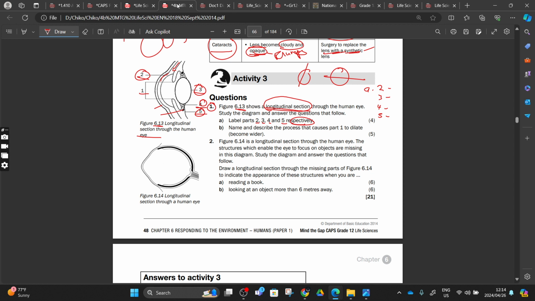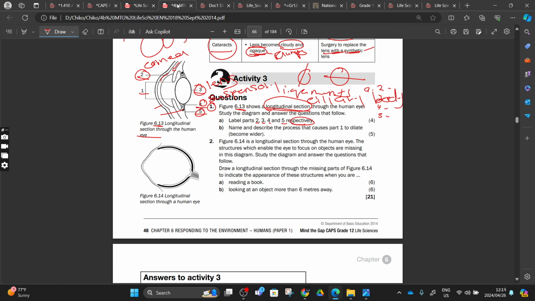Number 1 there will be our cornea, right? Cornea. And then number 3 there will be our lens. Then number 4 there will be our suspensory ligaments, right? And then number 5 there will be the ciliary body.